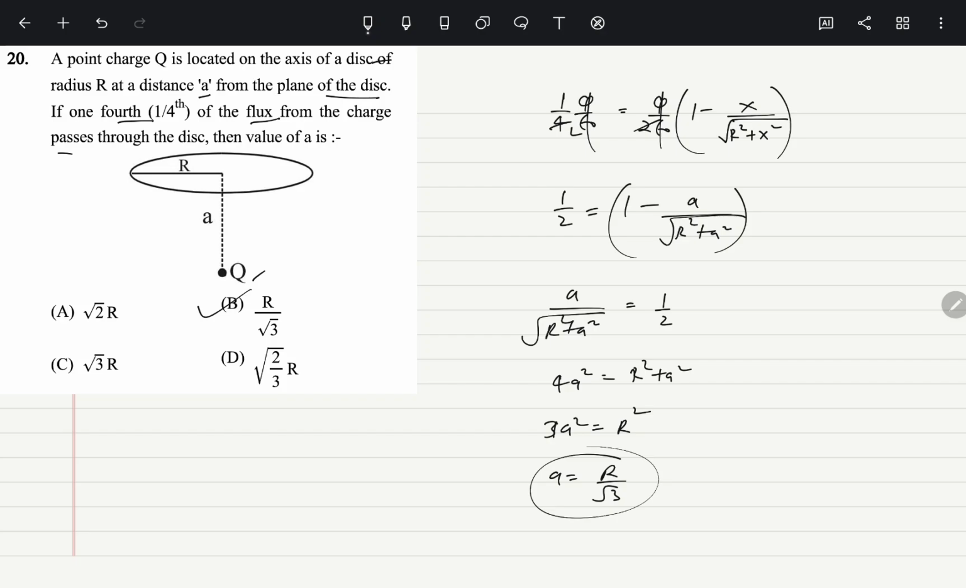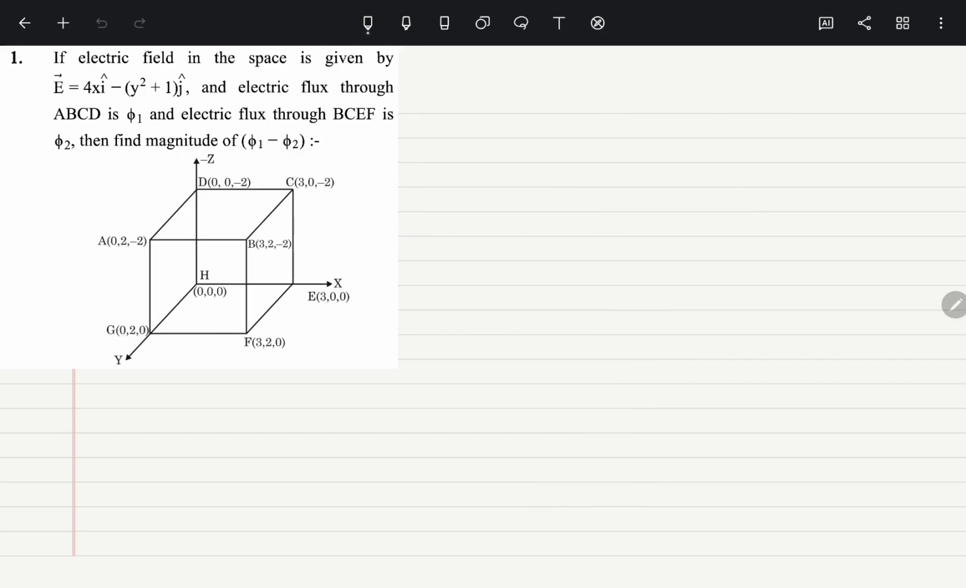Option B is correct. Let's move to the next question. Let's see the integer type questions now. Question number 1. If the electric field in the space is given by this, find the electric flux through ABCD, which is the top face, and BCEF, this face.